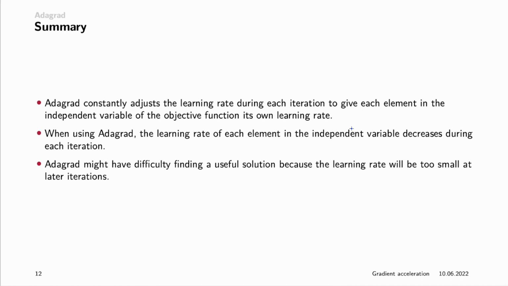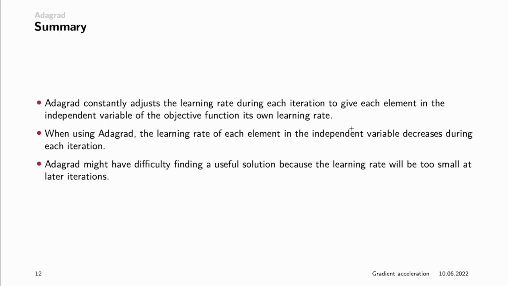So let's summarize Adagrad. It constantly adjusts the learning rate during each iteration to give each element in the independent variable of the objective function its own learning rate. When using Adagrad, the learning rate of each element in the independent variable decreases during each iteration.